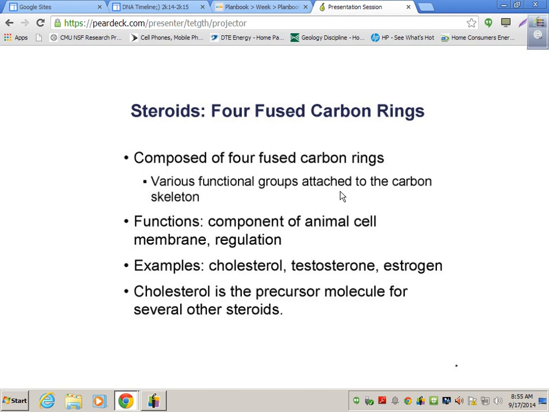They are components of the animal cell membrane. Who's heard of the word cholesterol? Steroid, okay? So you have good cholesterol and you have bad cholesterol, right? HDL and LDL. So there are different types of functional groups on those two different types of cholesterols. And they're all part of our cell membrane.